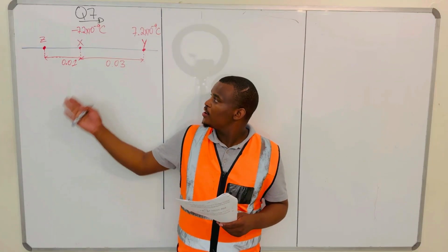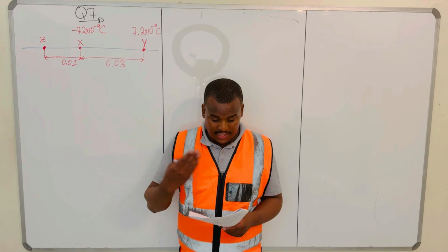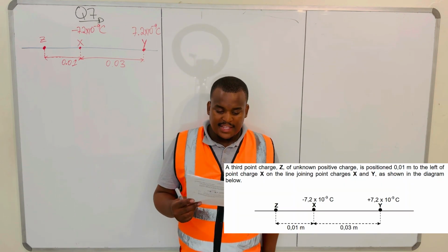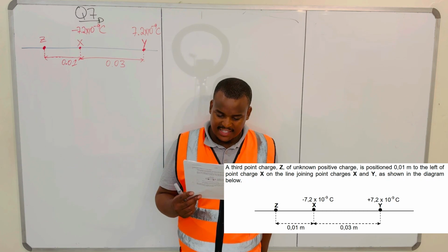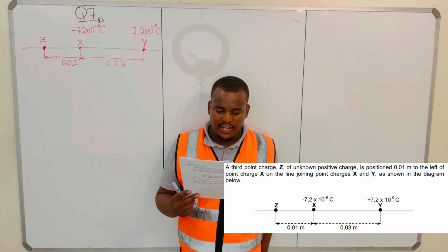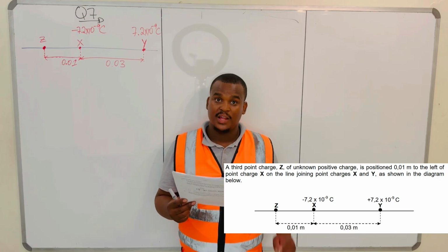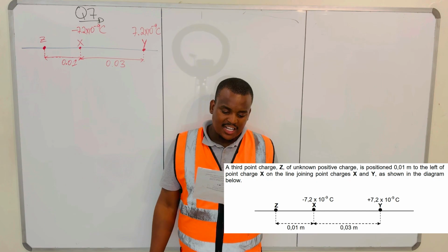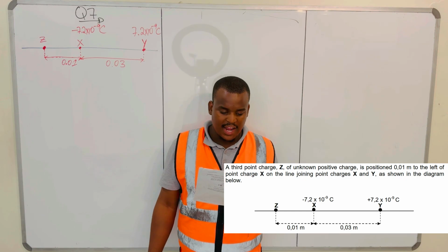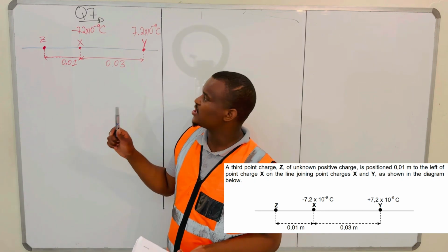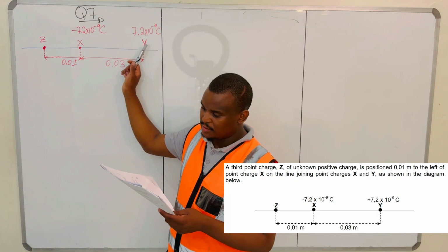Okay, so now I've drawn this diagram. I'm just going to read the statement and then we go. They're saying now, a third point charge Z of unknown positive charge is positioned 0.01 meters to the left of point charge X on the line joining point charges X and Y as shown in the diagram. So, if you remember from the previous question, we were given X and Y. No problem.